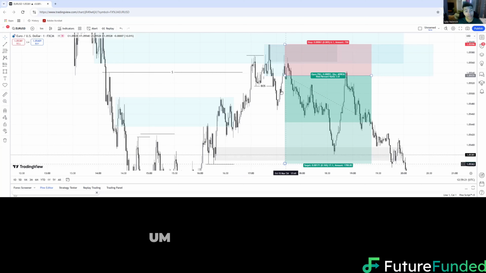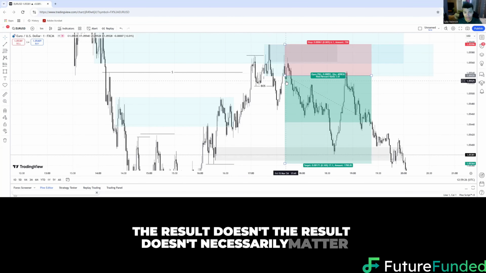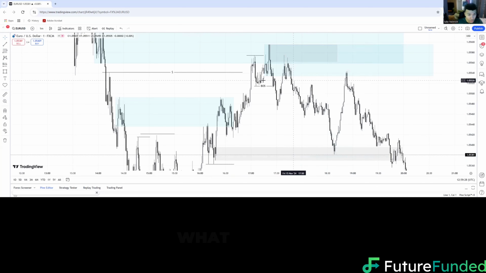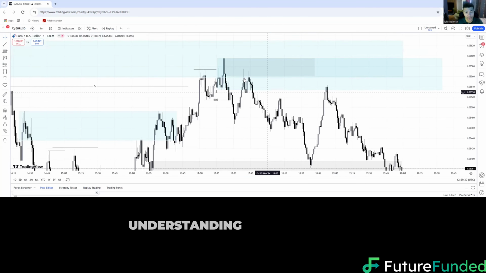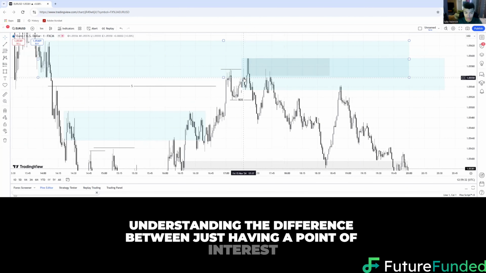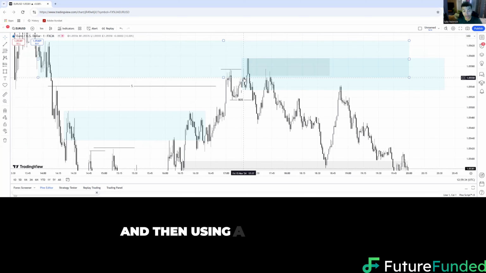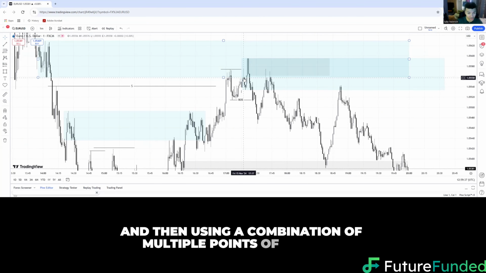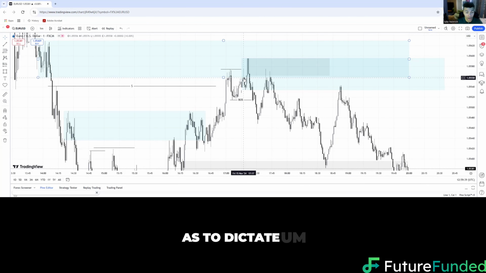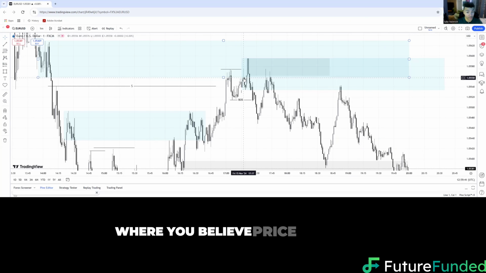Okay. But most importantly, the result doesn't necessarily matter. What matters is the entry. What matters is understanding the difference between just having a point of interest and then using a combination of multiple points of interest to dictate where you believe price is going to go next.